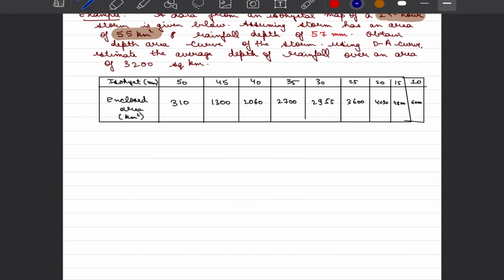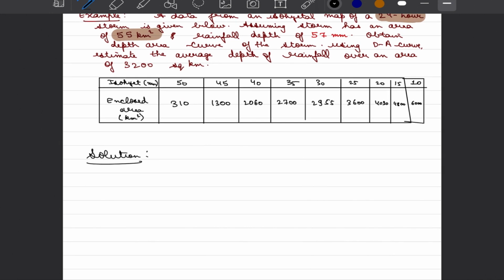So first of all, whenever you get information that has so many numerical values, always try to generate a mental map or try to sketch a plot. So here, first of all, I will try to make the isohyetal map. It is said that the center of the storm has an area of 55 square kilometer. So the isohyet corresponding to this would be 57 mm, and this area is 55 square kilometer.